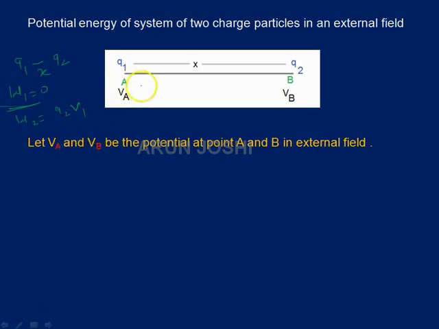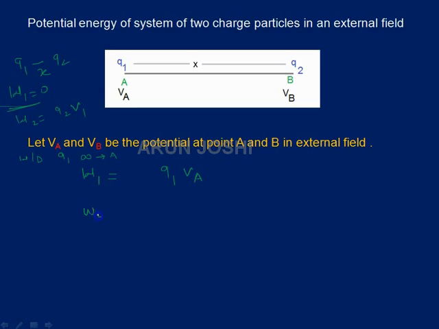But in this situation, some electric field is already there. Due to that electric field, you say the potential at point A is given by VA and the potential at point B is given by VB. Now please tell me, what is the work done in bringing Q1 from infinity to A? You can't say 0 because the electric field is there. So what will you say? Q1 and the potential of that point.